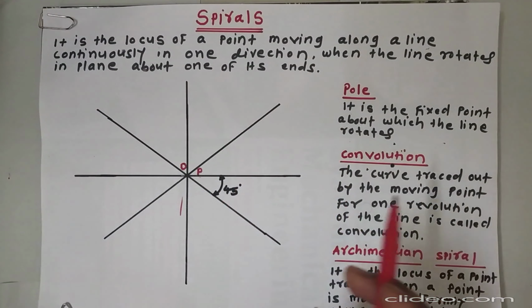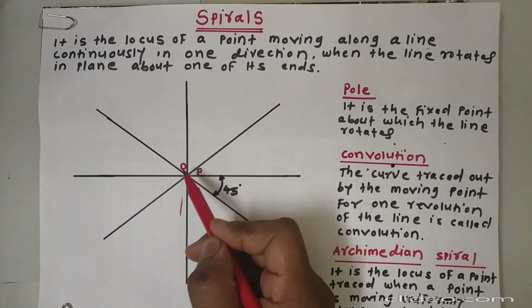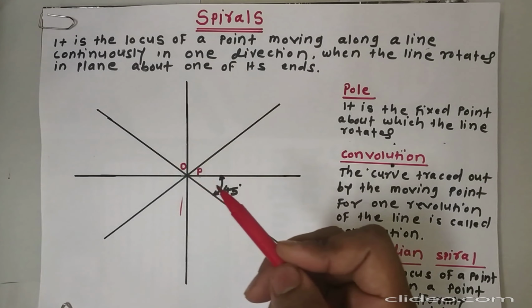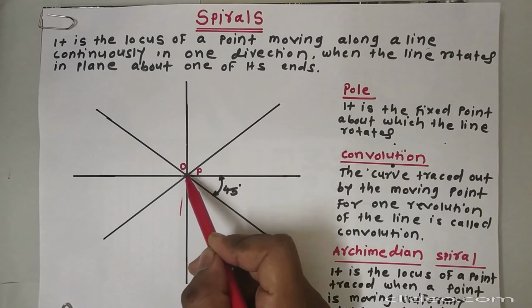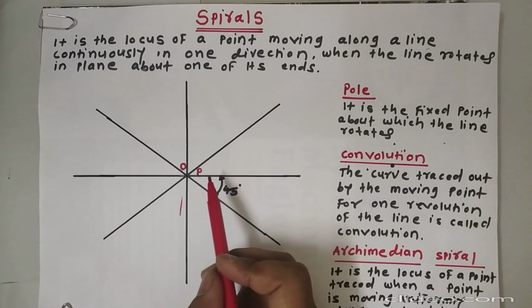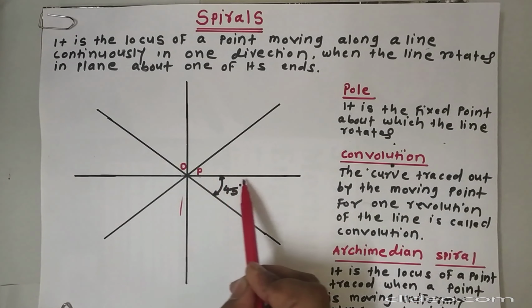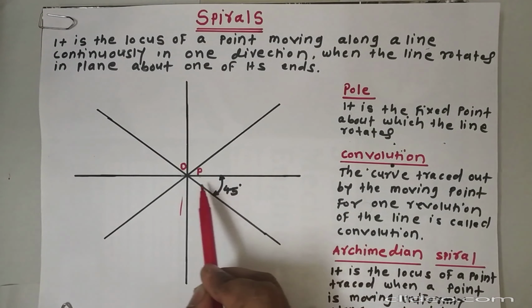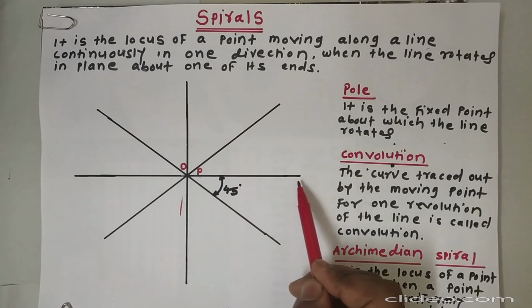Now let's consider this point O, which is called the pole, which remains fixed. Next, this point P slides along this link.